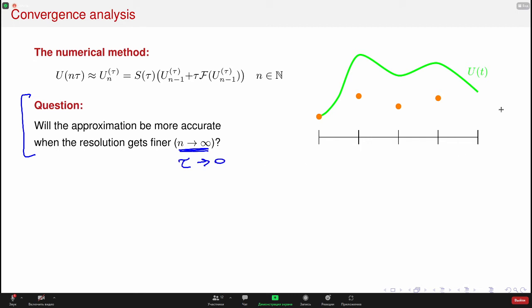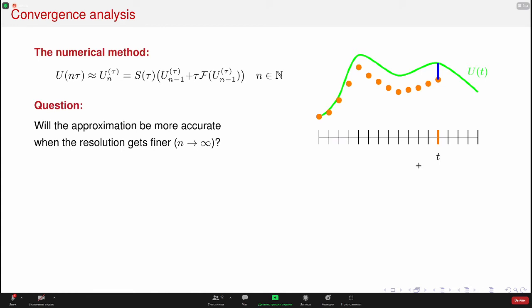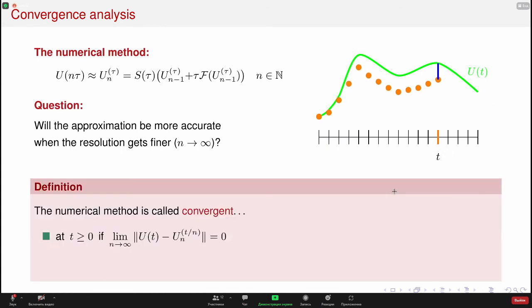So here, look at this picture. You can see that here we have this t, time, for example, and this is the error. And the question is whether this error will be smaller when the resolution gets finer. Yes, you can see that this is just an animation, of course, this is not a real result. This is to motivate why we define the convergence as now.